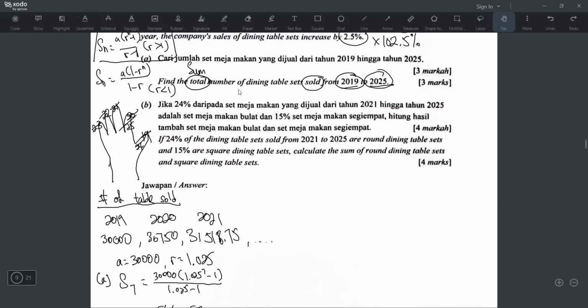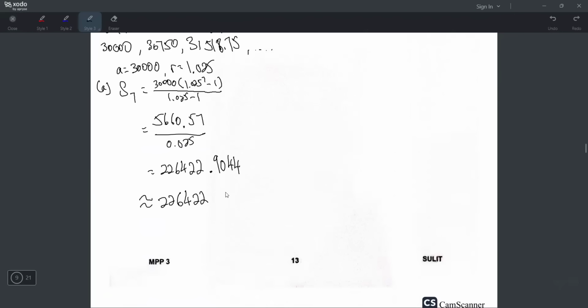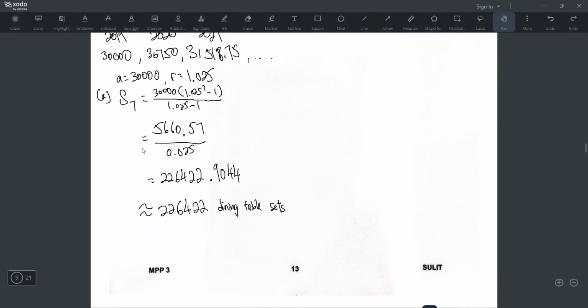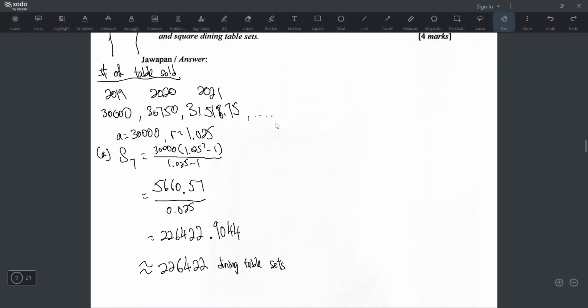And I will write the unit also, number of dining table sets. So I'll just write dining table set. That's the total dining table sets sold in the first 7 years. Okay, so you understand why the 9044 I never plus 1 to become 226423 here, because we don't count that as one table set. If you say 226423, it means you sold 226423, but no, the 0.9044 we don't count it as one. So yeah, that's all.